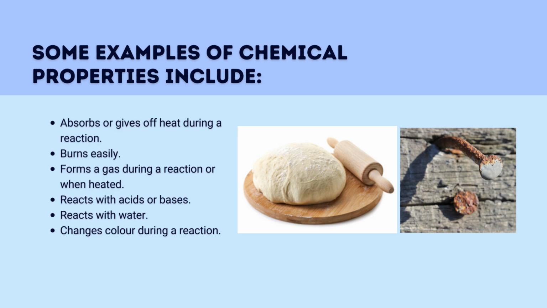The structure of the sample must be altered for the chemical properties to become apparent. These properties describe how the substance interacts with other substances and how it changes during a reaction. Some examples of chemical properties include the ability to absorb or give off heat, the ease of burning, the formation of gas during a reaction or when heated, the reaction with acids or bases, the reaction with water, and the change in color during a reaction.